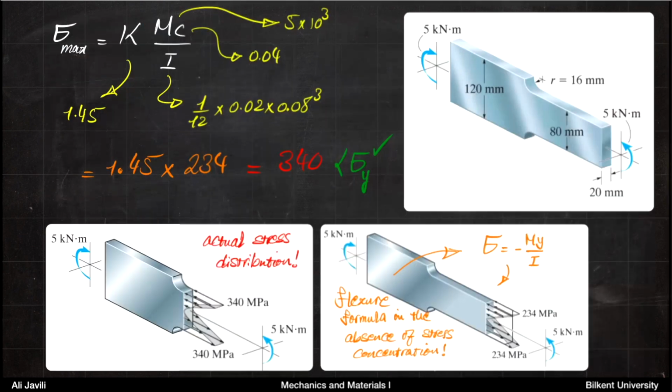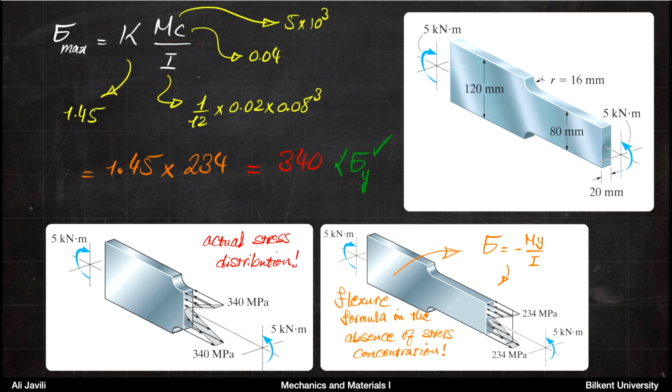Now, once you have the stress concentration factor, what you need to do is to just multiply that by Mc divided by I. Now, the moment is 5 kilonewton meter, so 5 times 10 to the power 3. C is the maximum distance from the neutral axis, but this is the maximum distance for the small part. Remember that we are looking at the more critical section, which is the smaller part. So that would be 40 millimeters or 0.04.